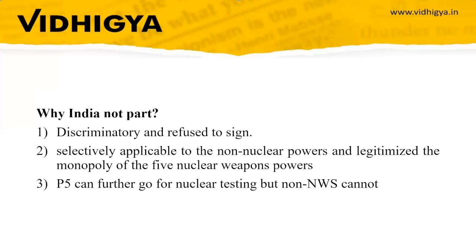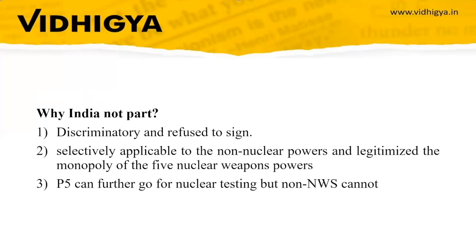Number 2, it is selectively applicable to non-nuclear weapon states and legitimizes the monopoly of the 5 nuclear weapon powers. Under this treaty, because the P5, that is USA, UK, China, France, Russia, did their explosions before 1967, they are considered nuclear weapon states, and this treaty legitimized them as nuclear weapon states. But for those countries which did so after 1967, this treaty does not give any legitimation. That's why India says it is selectively applicable.